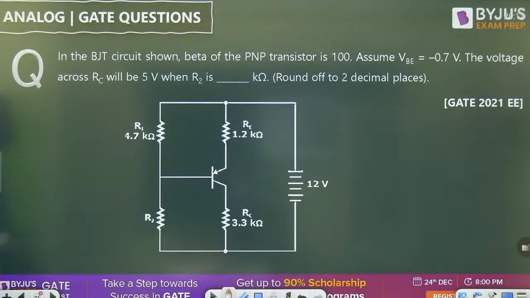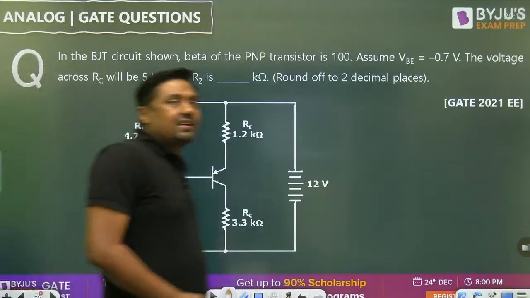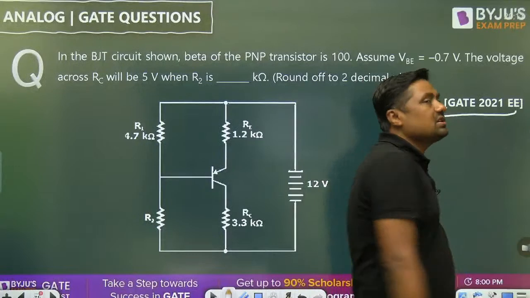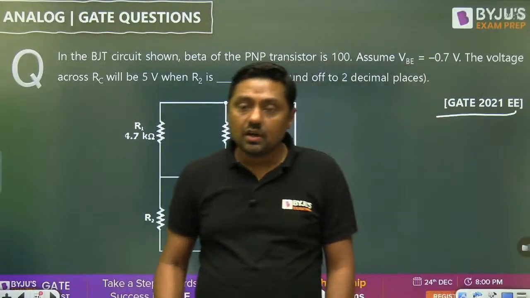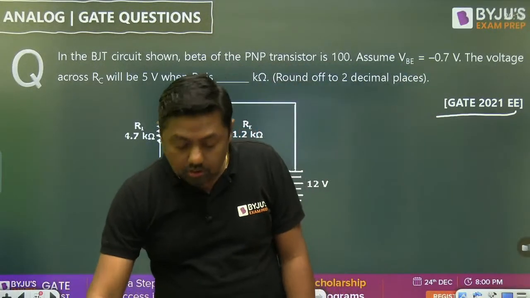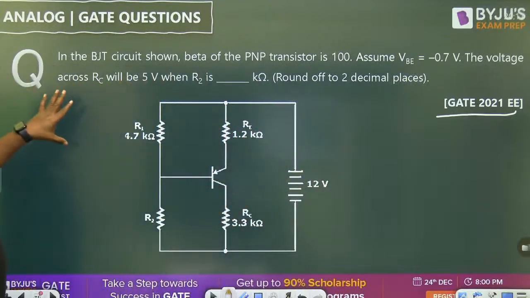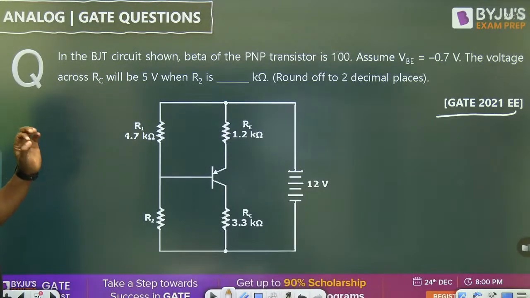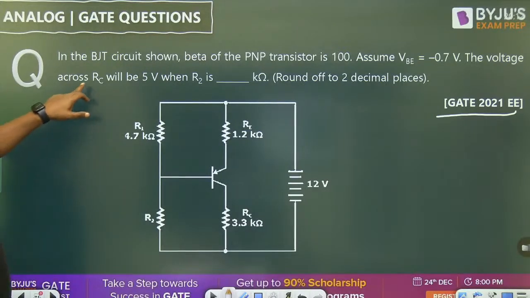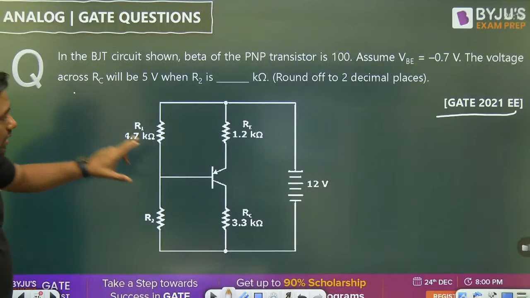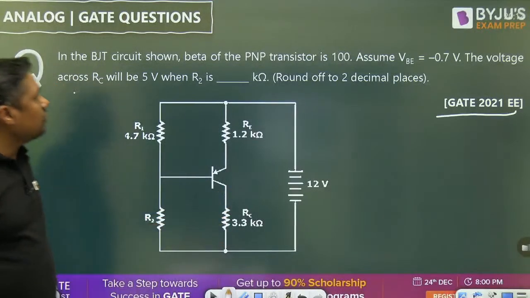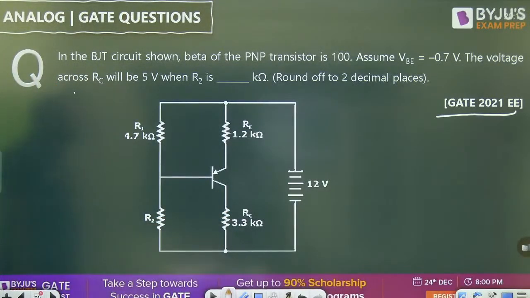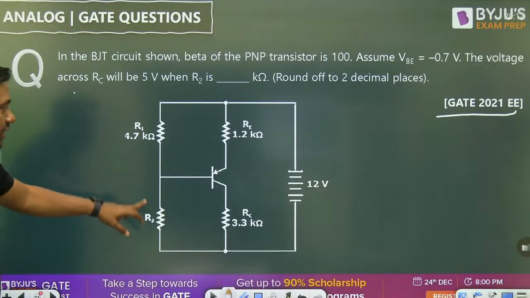Now, this is a question on BJT in electrical engineering, right? Normally in electronics engineering, the questions are from what? MOSFET or operational amplifier and so on. What is the answer? In the BJT circuit shown, the beta of the PNP transistor is 100. This is the PNP transistor. VB is equal to minus 0.7. Definitely it will be negative. So voltage across RC will be 5 volt. Voltage across this RC is given as 5 volt. What is the value of R2? You have to find the value of R2.